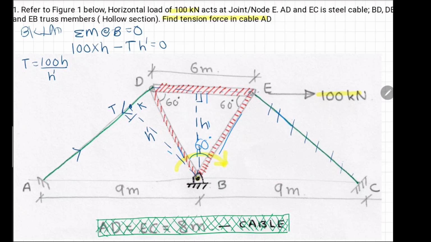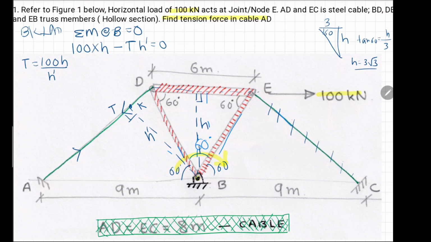We have been given AB distance as 9 meter, and this angle is 60 degree, so this will also be 60, because total should be 180. So the first step, this distance we can calculate: H equals to, this is 3 meter, this is 60 degree, tan 60 equals to H over 3. So H equals to 3 root 3.